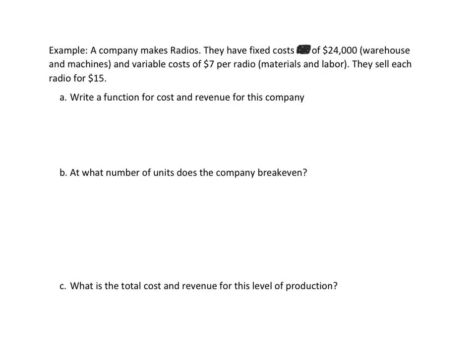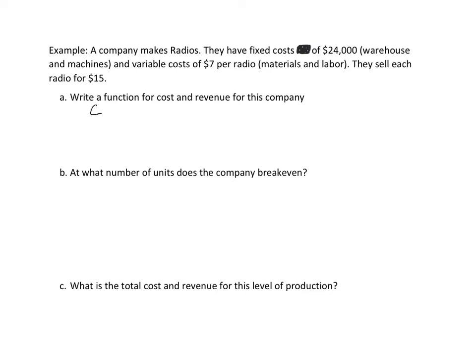So let's look at an example. A company makes radios. They have fixed cost of $24,000. So this is for things like their warehouse and machines. No matter what, they're paying this amount of money. And variable cost of $7 per radio. So this is basically the cost to make each individual radio. They sell each radio for $15. Write a function for cost and revenue for this company.